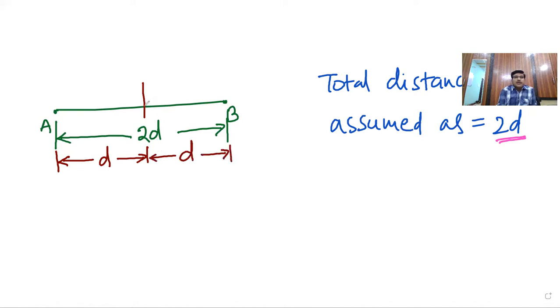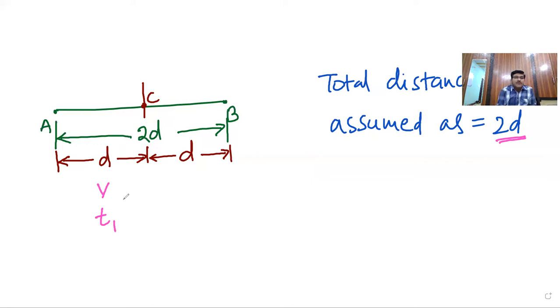Now here I am taking a point C. So AC is half distance d, CB is half distance d. Now what does it say? Half the distance d is traveled with a speed of v. Time is not given in the first half, so I am assuming the time as t1.